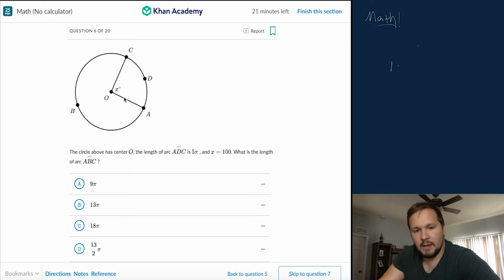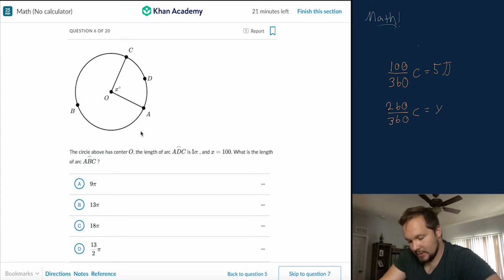So x, this angle here, is 100, and so we know that 100 out of 360 times the circumference of the circle equals 5 pi. And then we know that the remainder of the circle, the remaining number of degrees in the circle, which is 260, over 360 times the circumference equals x. That's what we're trying to solve. Now we want to isolate the c in both of these equations, and then set them equal to each other.